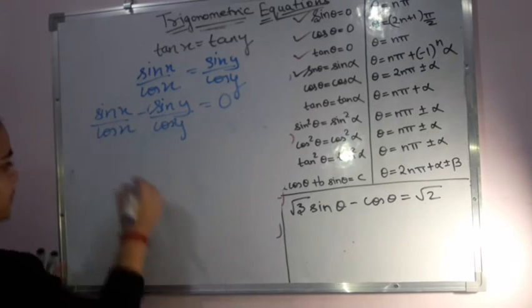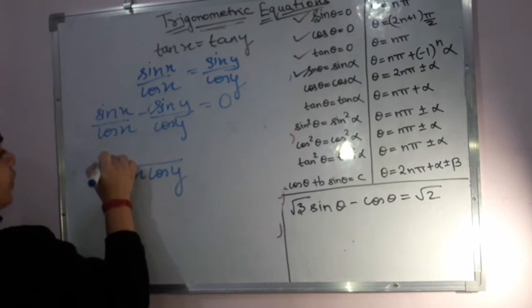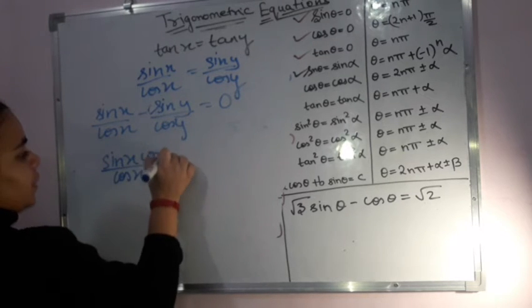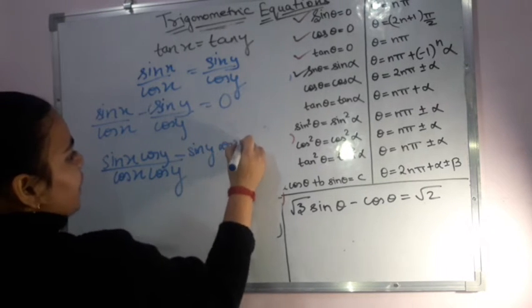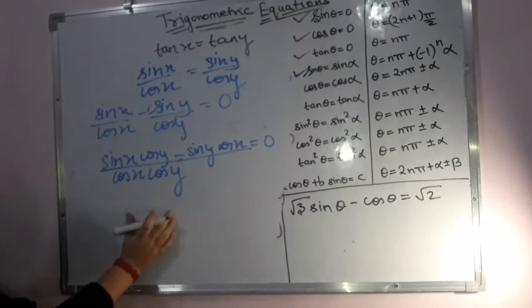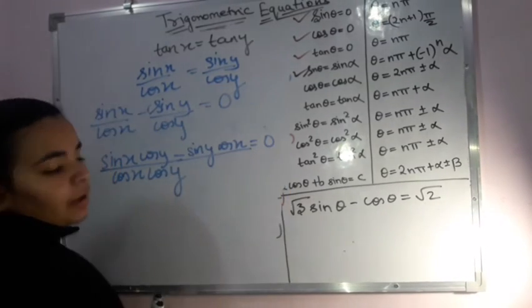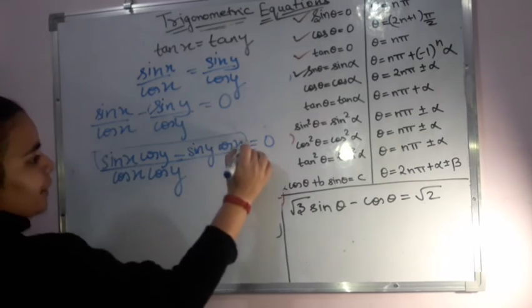Right? Taking the LCM, simple solving, simple basic mathematics. I write here sin x cos y minus, if I take this side, that means it is sin y cos x, and this is equal to 0. This LCM part, the denominator part, can go to the other side, and it will become 0 over there, and so I have just this part left out with me.